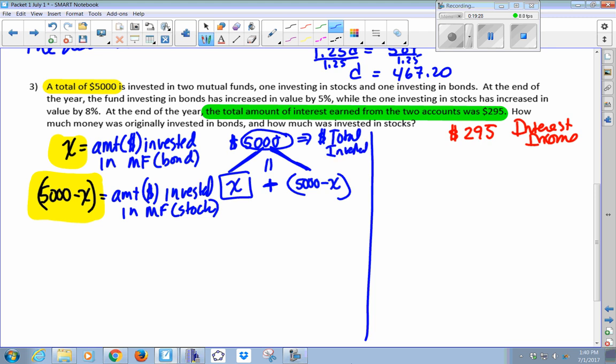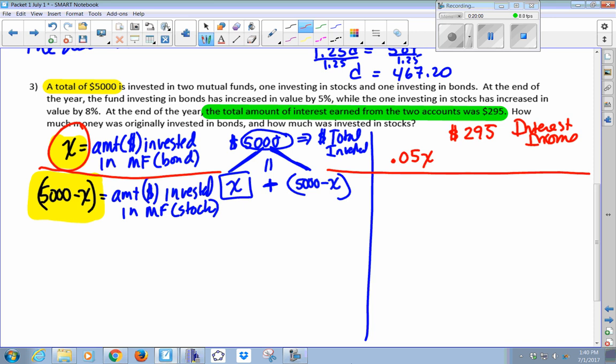Now remember, to get interest, you're taking pieces of each of those original amounts of money. So you need to define those pieces. Well, 5% of the amount of money that was invested in bonds earned some interest. So you notice I'm keeping these at the same level here. Here's the amount of money I invested. How much money did I earn in interest on that? It's 0.05 times x. You tell me what x is, I'll tell you the amount of interest.